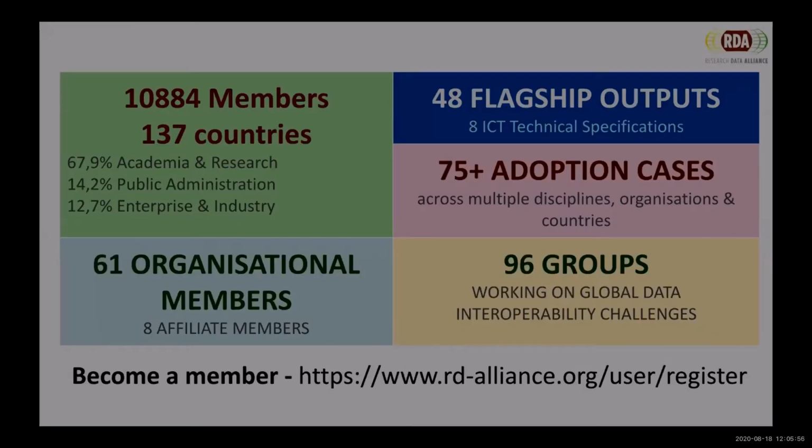For a bit of background about our community, the majority of our 10,000 members work in leading academic and research institutions, though some also hail from government and public administration, nonprofit NGOs, and commercial industry. For instance, 61 industry and commercial partners provide guidance and testing of our outputs within our organizational assembly. Our community of nearly 100 groups has produced 48 flagship outputs with over 75 published adoption cases, though much like the time here, we would always love to learn more about instances wherein our outputs have been used.